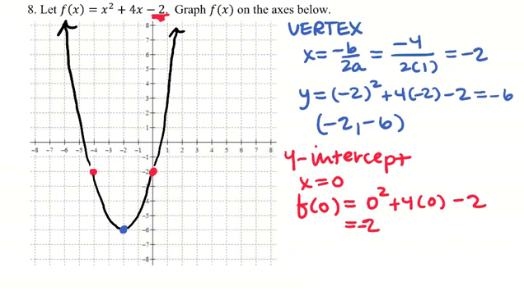We know that there's going to be a 0 between 0 and 1, and we know there's going to be a 0 between negative 5 and negative 4, and anything more accurate than that, we would probably need to use technology anyway. So that's pretty much all I've got for that.